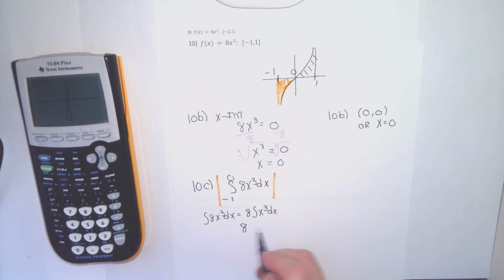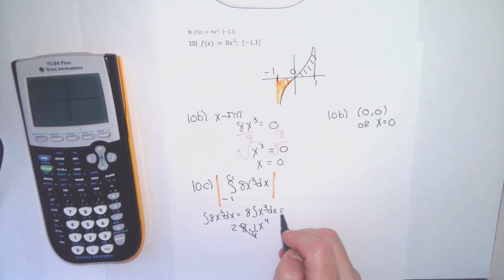I'm going to leave the 8. I'm going to add 1 to the exponent and multiply by 1 over the new exponent. So I'm going to get 8 times 1/4 x to the 4th. Cancel the 8 and the 4. The 8 becomes a 2, the 4 goes away. This integral comes out to 2x to the 4th.